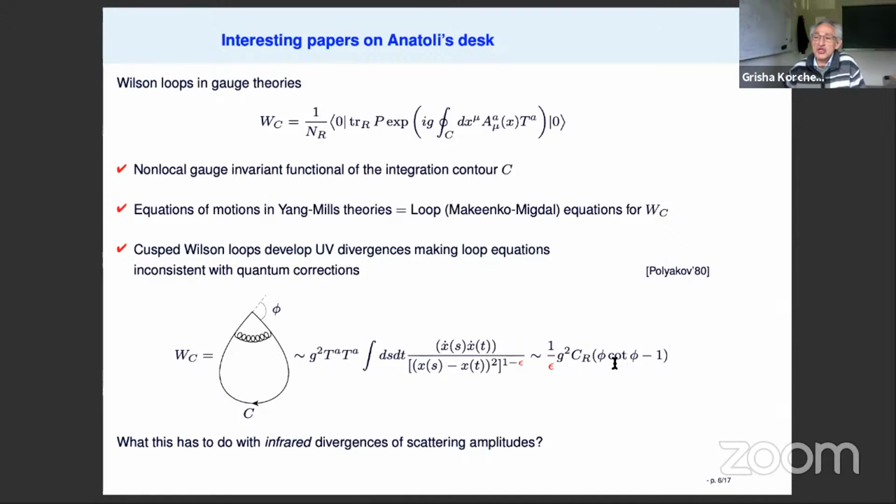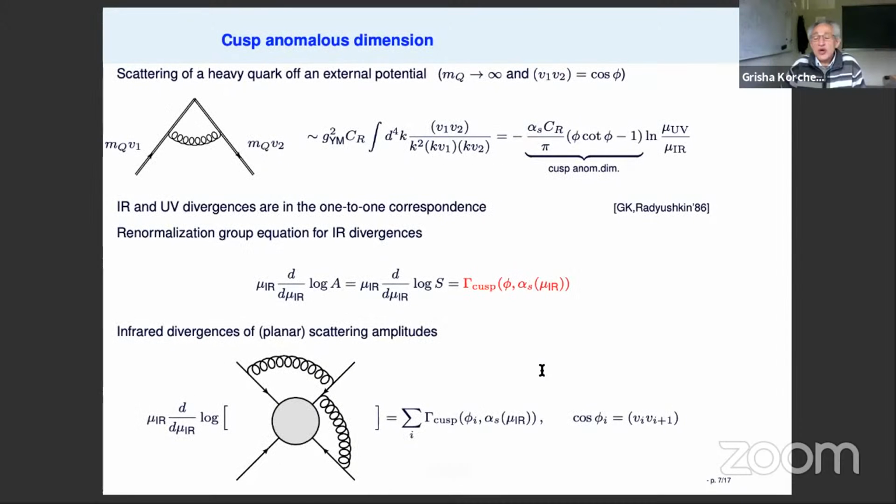And then you ask the question: what does the issue which we discussed before, namely the infrared divergence of the scattering amplitude, have to do with this very bizarre UV property of the Wilson loops? To answer this question, let's consider a very special process, the simplest one, when you have scattering of heavy particles off some external potential. So you have a heavy particle, with mass m_q, which moves with a certain velocity v1, then goes through some scattering off the external potential, changes its direction to v2 and goes to the final state.